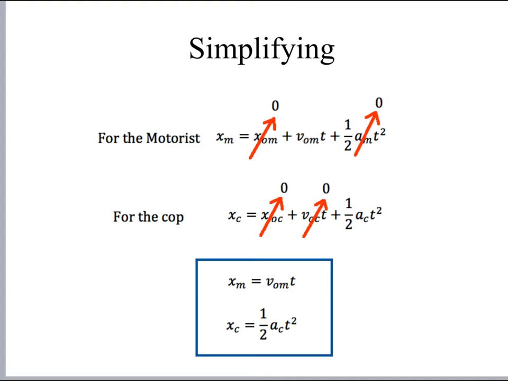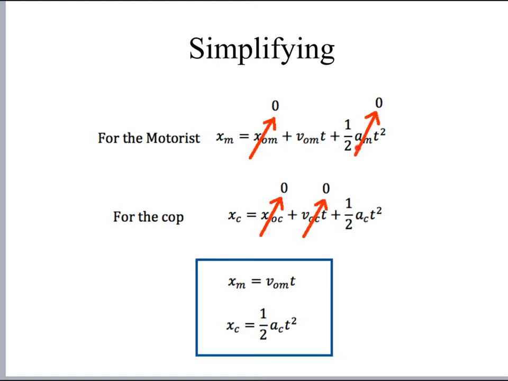Now, once we have the equations that we want, we need to simplify them. And we can simplify them by simply plugging in what we know. We know that the initial positions of the motorist and cop were 0. We know that the acceleration of the motorist was 0. We know the initial velocity of the cop was 0.